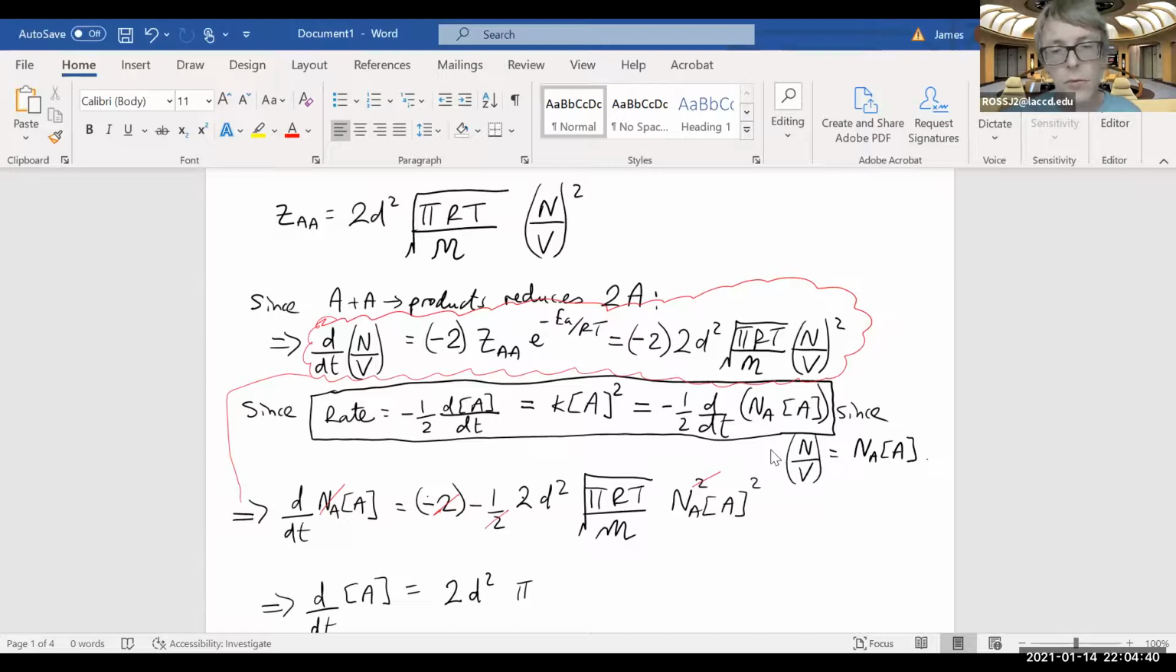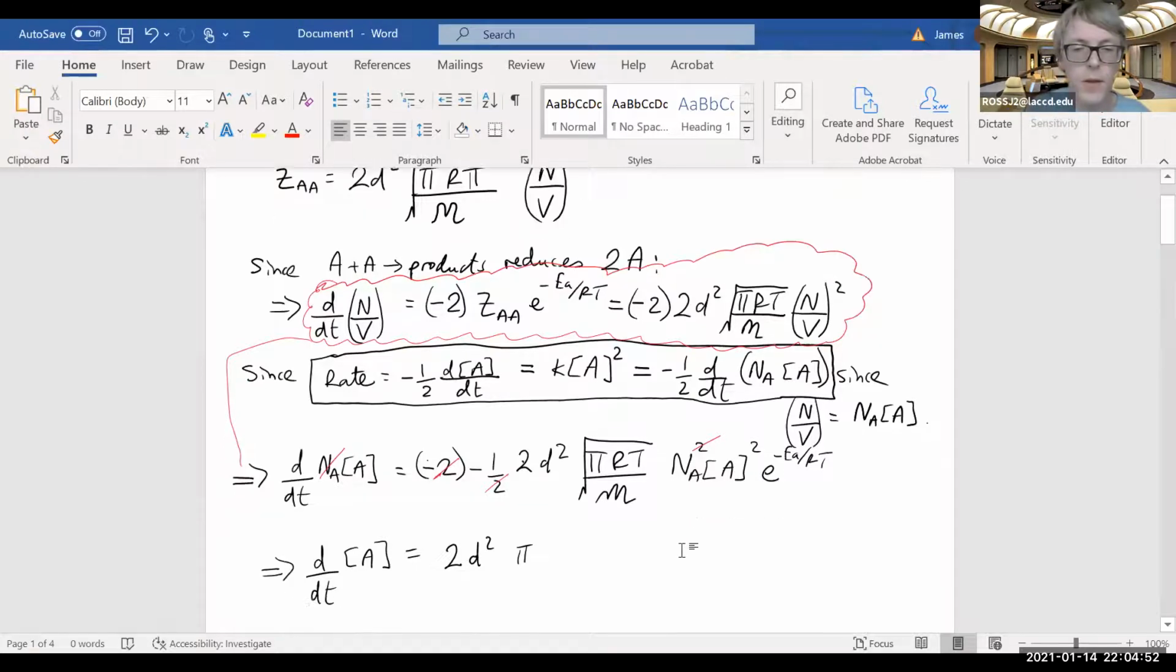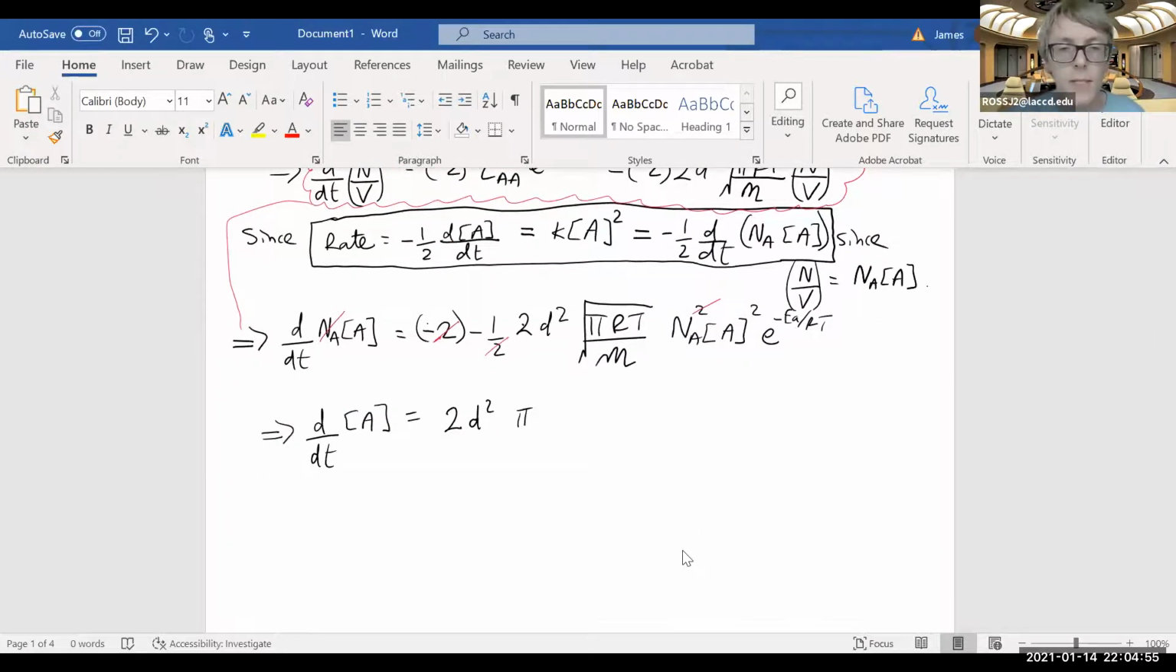Okay. It should be, I'll just tack it on here, e to the E_A over RT. All right. So then what's left is 2d²πRT over the molar mass of the compound. I've got one factor of Avogadro's number, I've got [A] squared, and then I've got my exponent e to the E_A over RT. Okay.